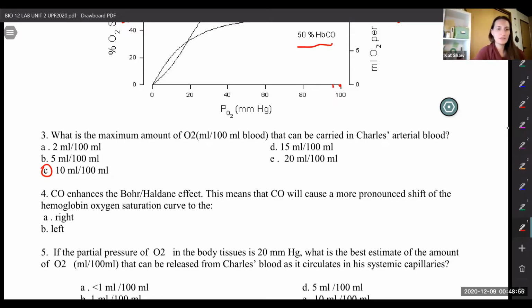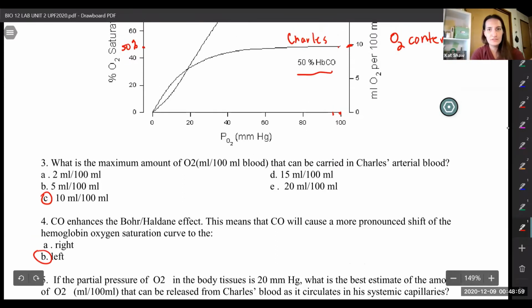A left shift. Thank you, Nicole, which is what I showed you earlier. Here's Charles's curve. Compared to normal, it shifted out to the left. What does that mean? That means that the hemoglobin has a higher affinity for the oxygen it's already bound to. Right? It's going to take a greater partial pressure gradient at each step along the way to unload oxygen to the tissues.